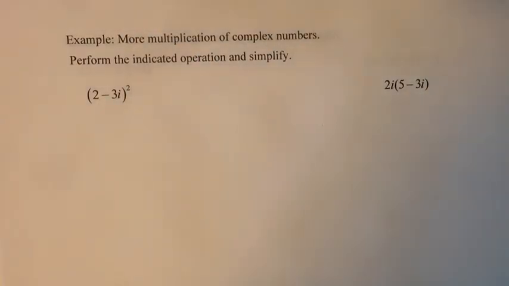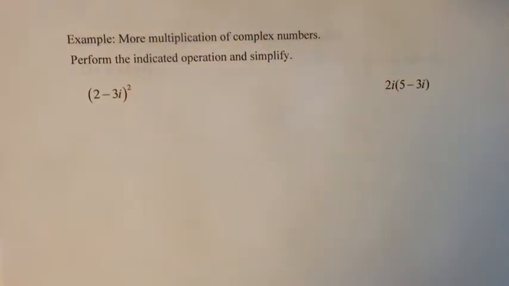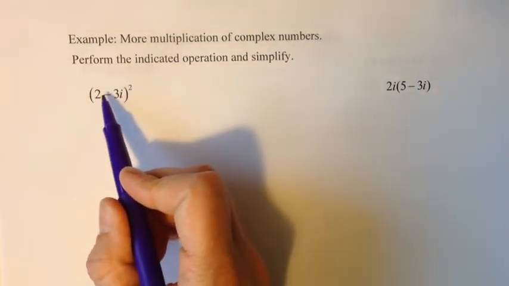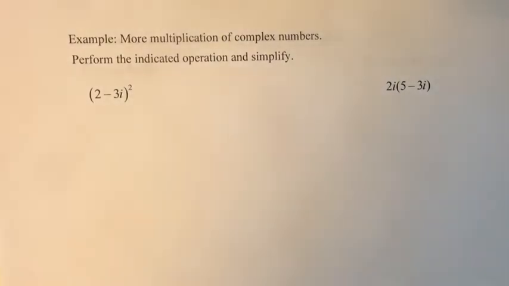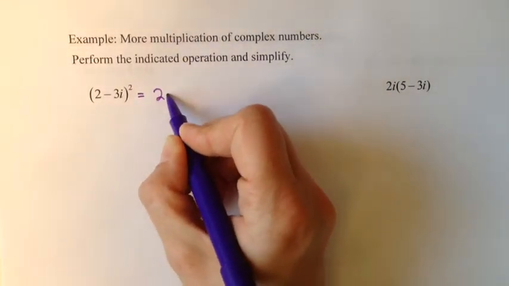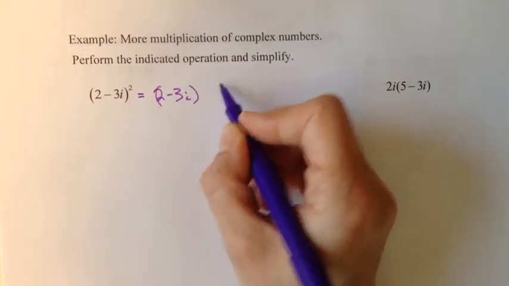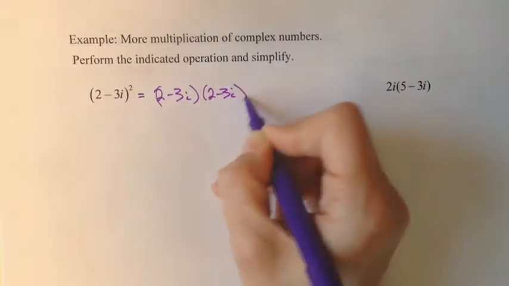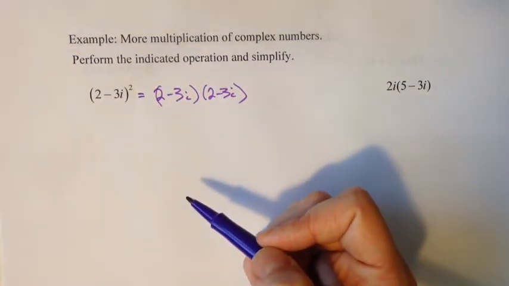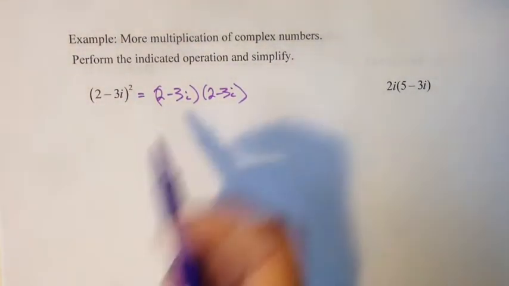We're going to perform the indicated operation and then simplify. Here I have 2 minus 3i squared. Remember, when you see a binomial type thing being squared, you want to rewrite that so that it's being multiplied by itself and then FOIL. Remember, actually multiplying the thing by itself by FOILing will give you a really different answer than trying to distribute the exponent.